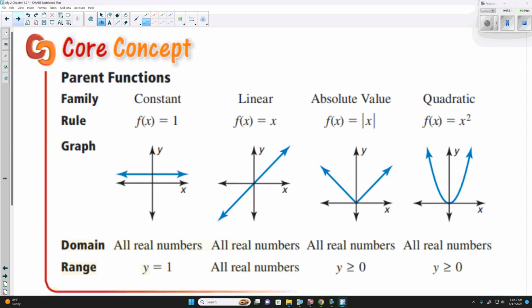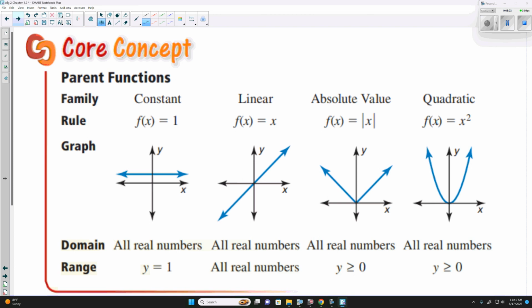The first one's constant. The main way we can identify a function as a constant function is because it's going to have f of x equals a number, or y equals a number. Linear is a straight line. You covered linear functions a lot in Algebra 1. There's many different versions of it, but it's going to be a line, and the general function is just going to have x to the first power.